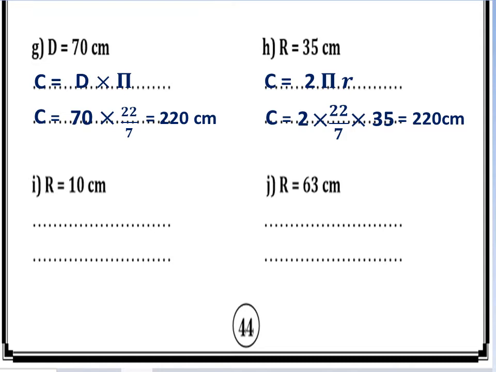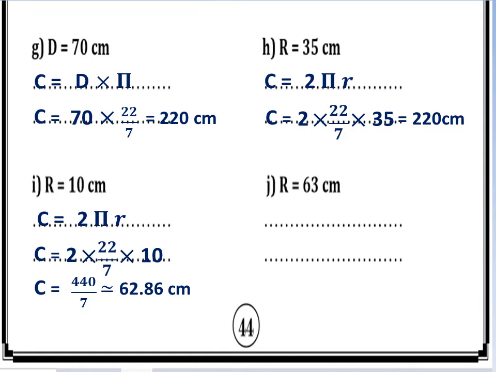And now letter I, r equals 10 centimeters. So let's write the rule C equals 2 pi r, using the radius. C equals 2 times 22 over 7 times the value of r, which is 10. Put it on the calculator, so the value of C equals 440 over 7. Can we leave it in this form as a fraction? No, click SD on your calculator. The number will be approximately 62.86 centimeters.